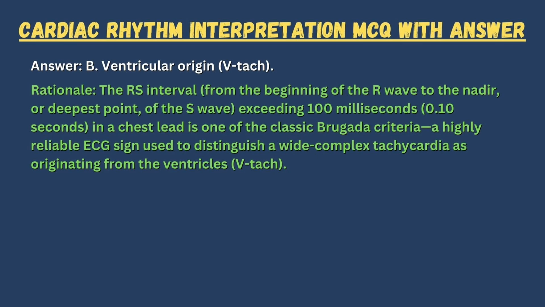Rationale. The RS interval, from the beginning of the R wave to the nadir or deepest point of the S wave, exceeding 100 milliseconds, 0.10 seconds, in a chest lead is one of the classic Brugada criteria, a highly reliable ECG sign used to distinguish a wide complex tachycardia as originating from the ventricles, V-Tach.